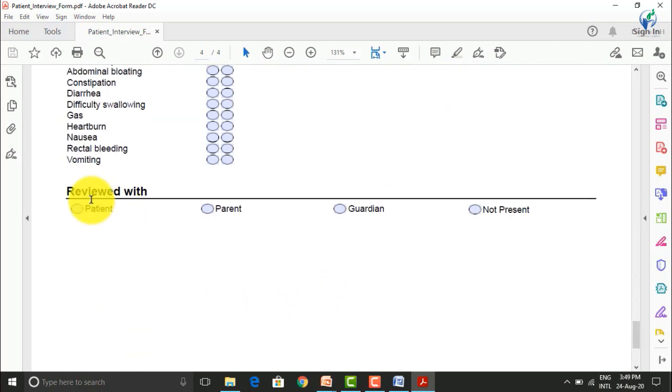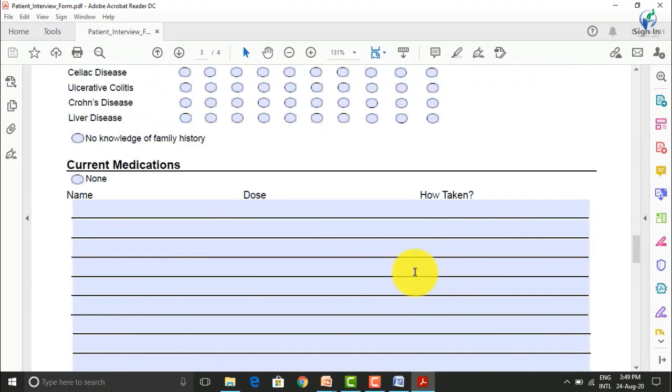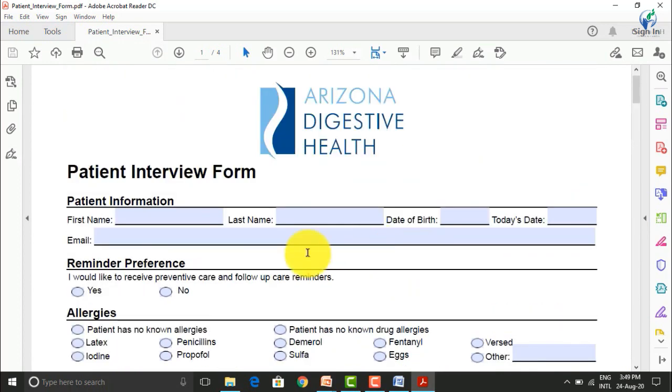Then review, we can go for the review that we have already reviewed with the patient, then we can review with the parent, guardian, or if any person is not present with the patient, then we can write over here. So this is one another form you can say, that is regarding the patient medication history interview.